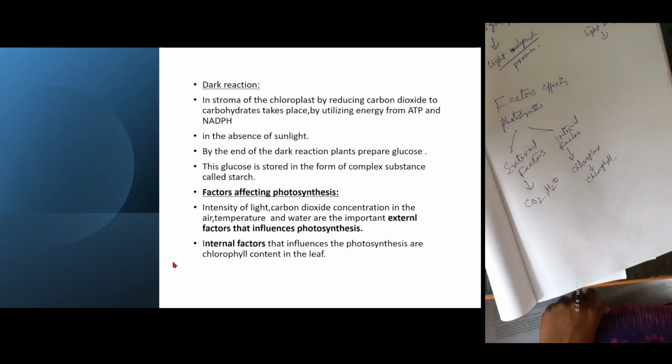Then the intensity of the light, carbon dioxide concentration, the temperature, and water are the main external factors which influence photosynthesis. The internal factor that influences photosynthesis is only the chlorophyll pigment content. If the content of chlorophyll pigments in the leaf is more, the photosynthesis will be more. With this, we conclude our autotrophic mode of nutrition. Thank you.